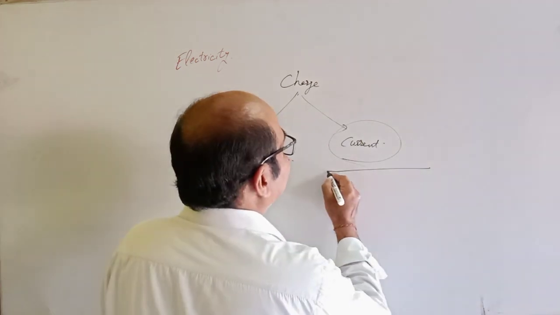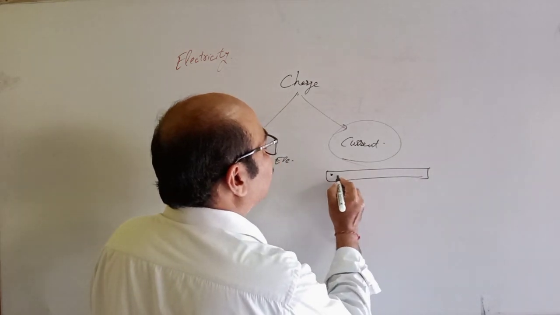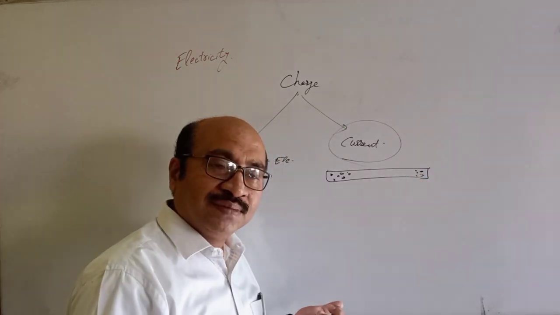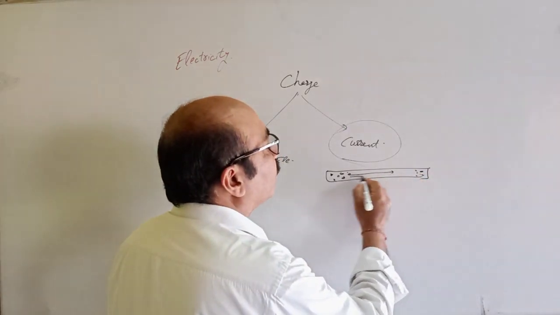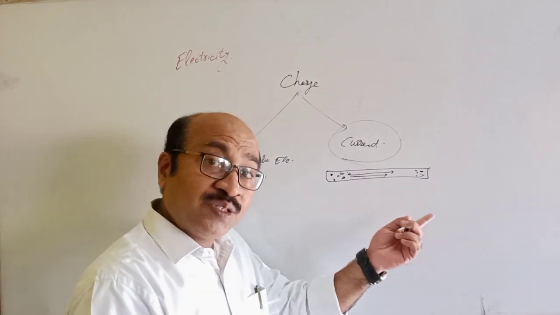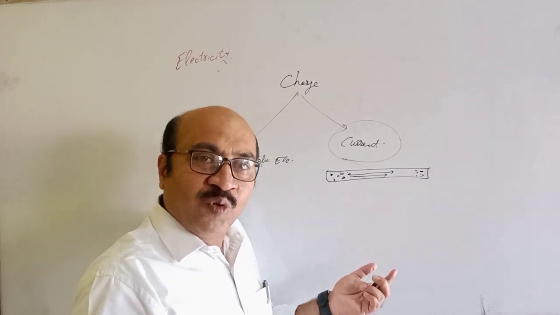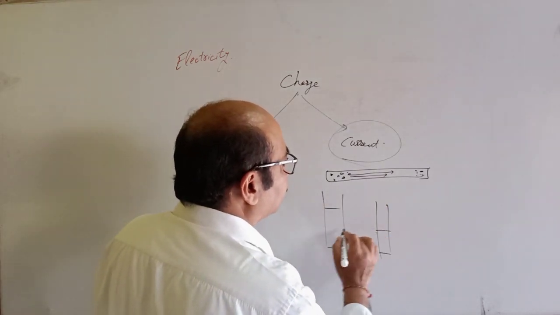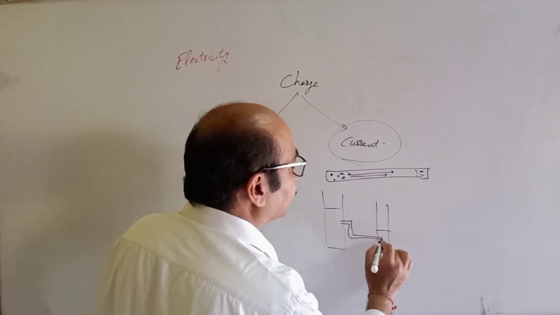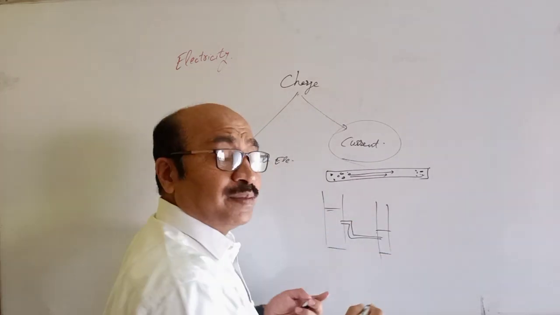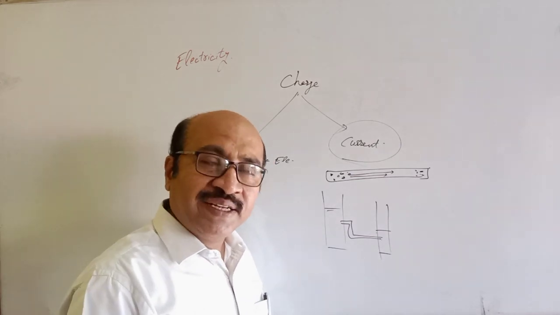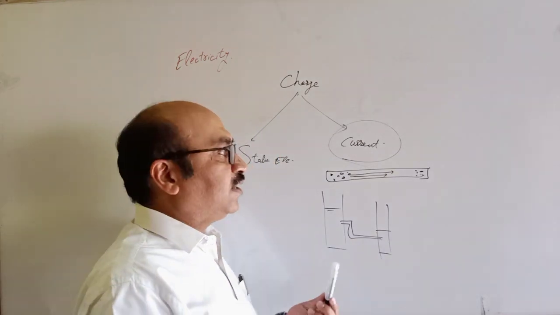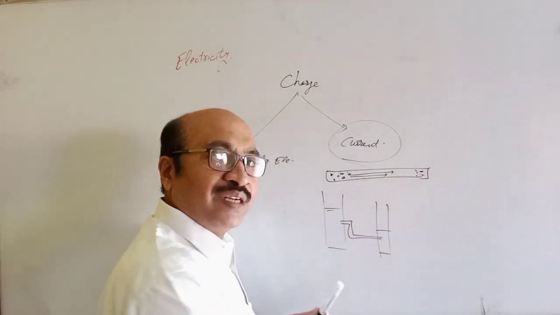If I say in a conductor there is an excess of electrons and here there are fewer electrons, what will happen? The electrons will move from the higher electron dense area to the lower electron dense area. Just like water. Water flows from a higher level to a lower level. If I join it, the water flows. Similarly, heat flows from a body which has higher temperature to a body which has lower temperature when they are in contact. The same way, the electrons move from the higher electron dense area to the lower electron dense area.